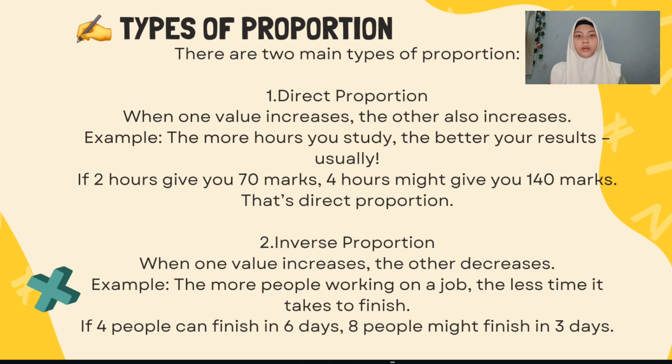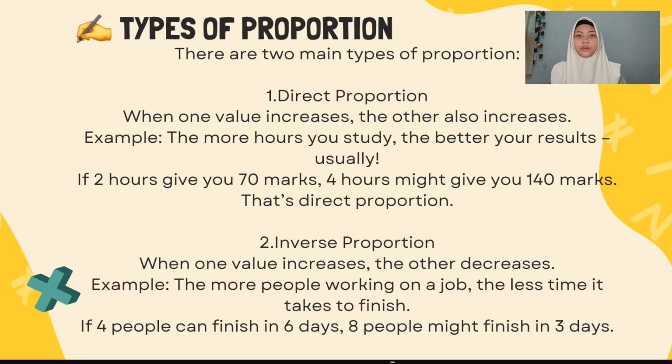The first one is direct proportion. When one value increases, the other also increases. Example, the more hours you study, the better your result usually. If 2 hours give you 70 marks, 4 hours give you 114 marks. That is direct proportion.